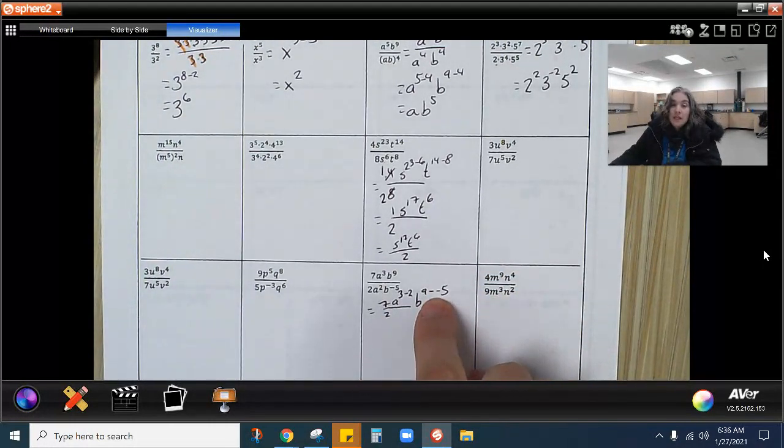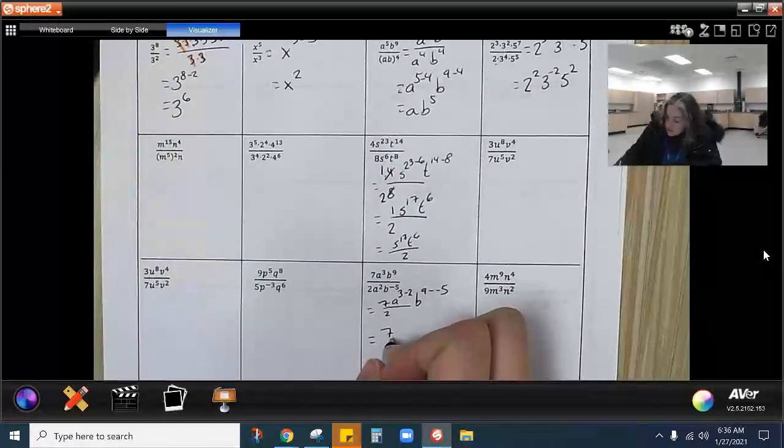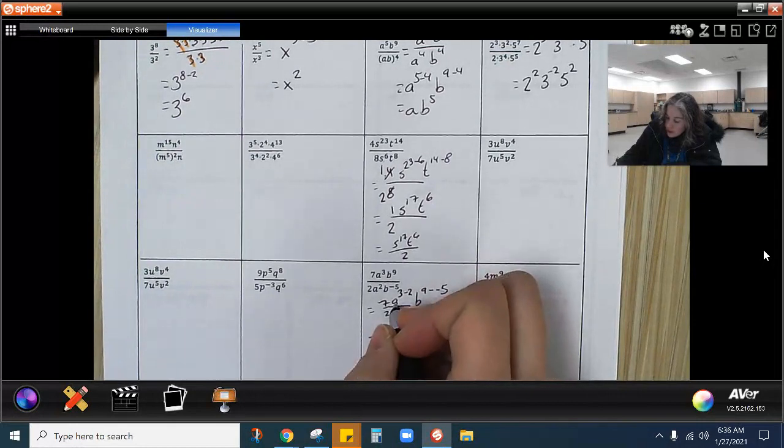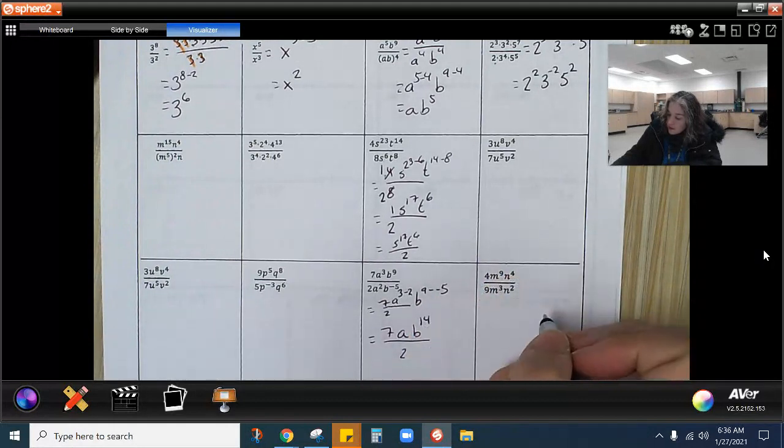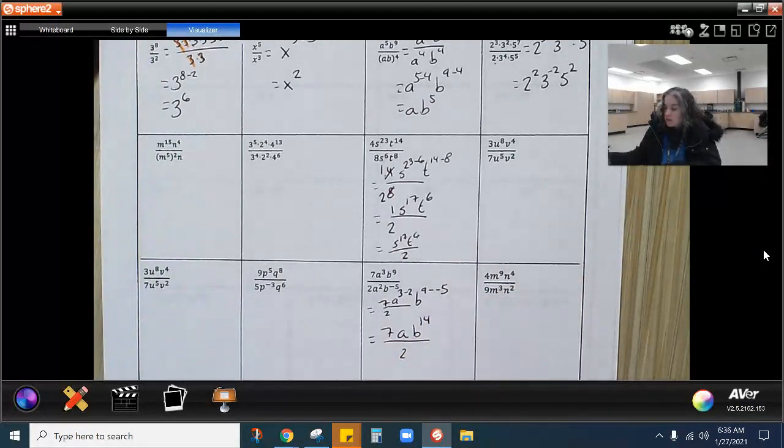Okay, that's really, really, really key. We always subtract. Even if the exponent we're subtracting is a negative, that's fine. You must always subtract for the quotient rule. When you're dividing, we always subtract. So this gets us 7 over 2. A to the 3 minus 2 is really just a, and then b to the 9 minus negative 5, that's really plus. So this would be 14, right? Because this is really a plus.